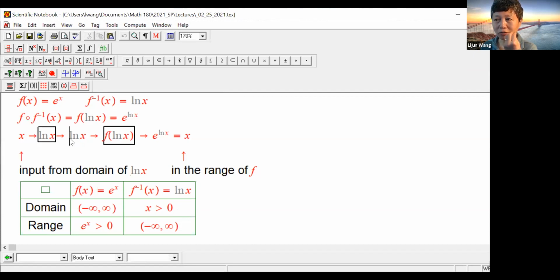And what is the range of ln x? From negative infinity to positive infinity. So this number that comes out of this rule can be any real number, and any real number is in the domain of e to the power x. So e to the power of any real number equals x. That's amazing. Input is x, output is also x. Do you guys see that? Is this true? Yes.